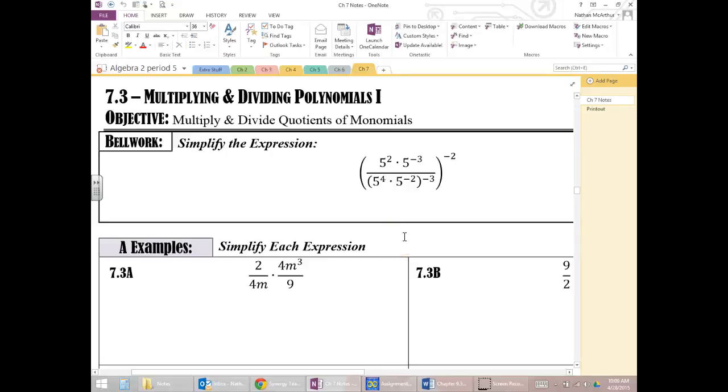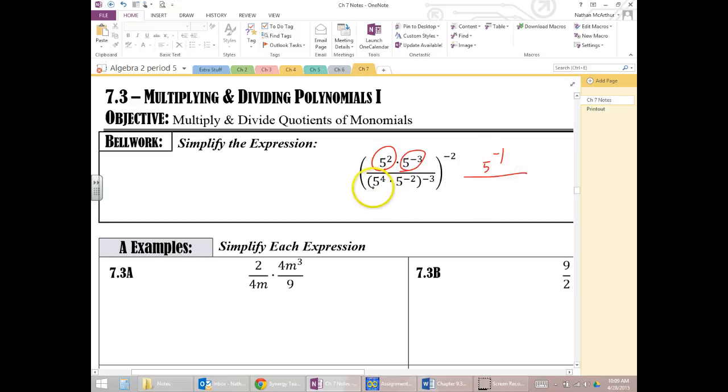All right, so for the bell work, we need to simplify this expression. You can do it in a million different ways. The easiest way is to resolve the top and then the bottom, and then deal with this -2 later. So for right now, we're going to just simplify the top. I've got 5 to the -2 and 5 to the -3. Those two combine together to make 5 to the -1 on the top.